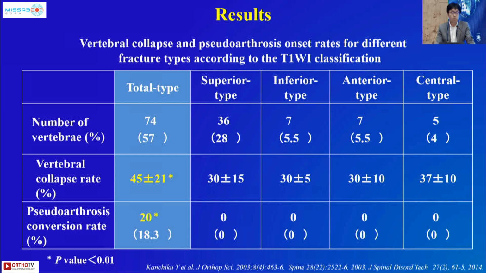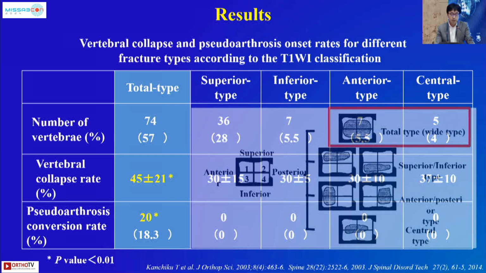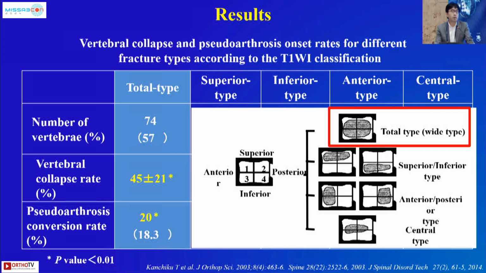Finally, vertebral collapse rate was higher in the total type compared to the other groups. In addition, pseudoarthrosis was observed in 20 patients in only the total type. So it means in the T1 MRI classification, the total type, where the whole body is damaged, has a high risk for vertebral collapse and pseudoarthrosis.